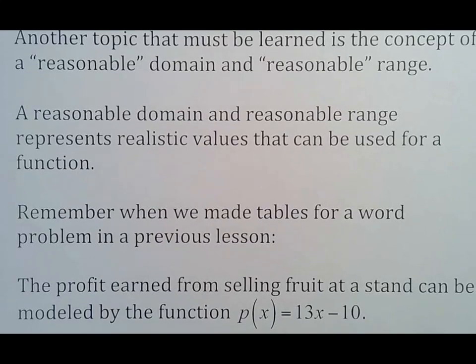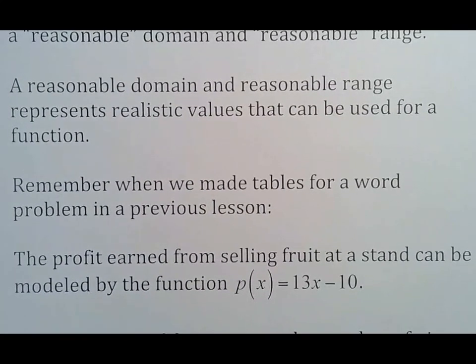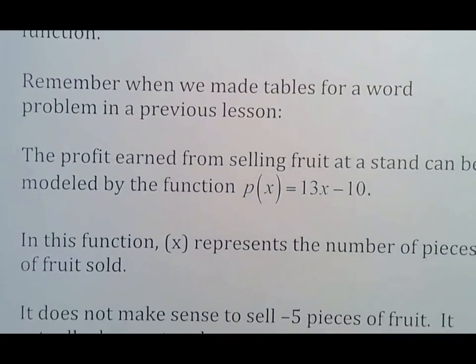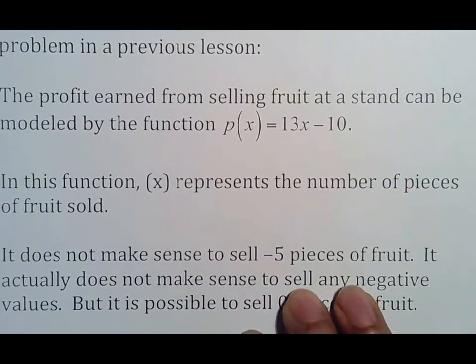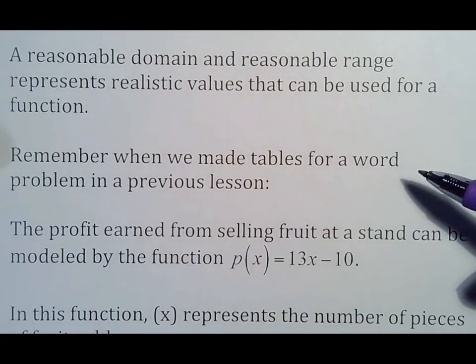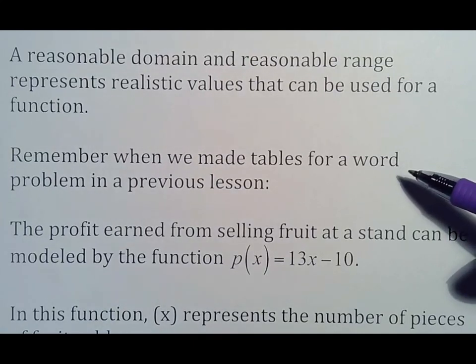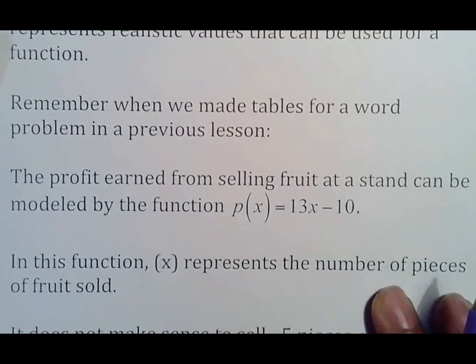Remember when we made tables for a word problem, the profit earned from selling. Let me try that again. A reasonable domain or reasonable range represents realistic values that can be used for a function. I don't think that we did the tables for the word problem, but what I discussed was that you could not have -1 cells or -2 cells. It had to start at 0 and kind of work its way up.